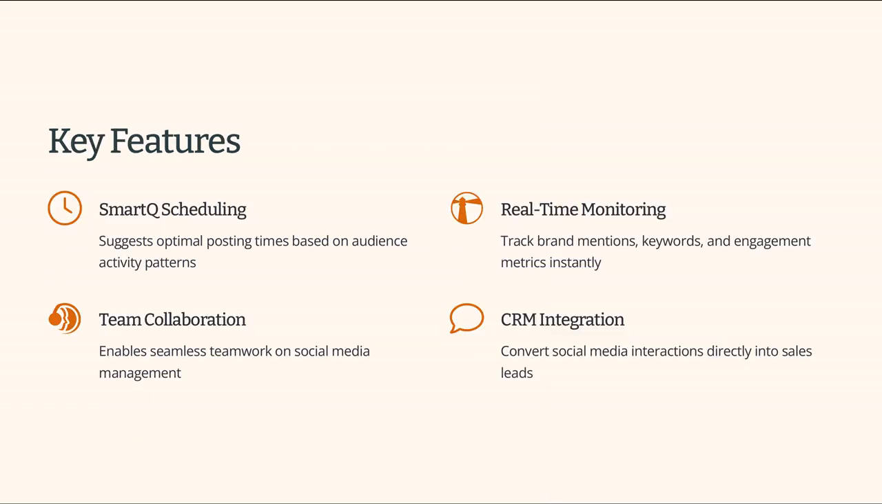Zoho Social has an array of features. It offers a smart queue feature, which suggests the best time to post based on when your audience is most active. It also provides real-time monitoring, allowing you to track your brand mentions, keywords, and engagement. Zoho Social supports team collaboration, enabling team members to work together seamlessly. It also has a CRM integration, which allows you to convert social media interactions into leads.